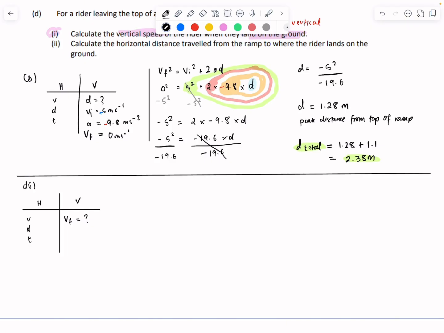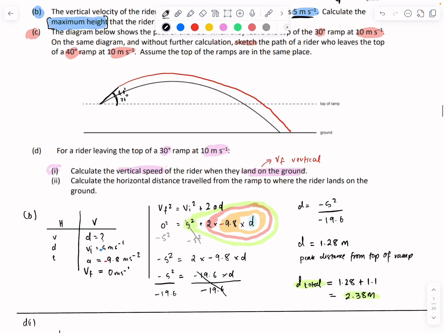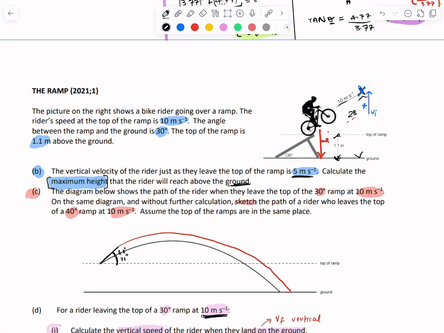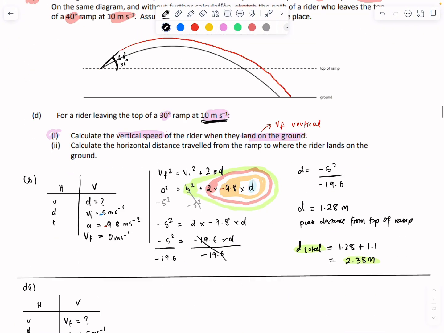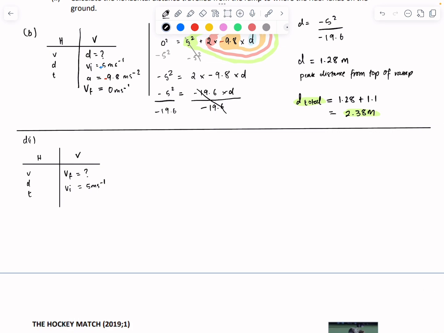We know that VI is 5 meters per second. It's not going to be 10 meters per second because this is the resultant. Okay? It's the result or the combination of the vertical and the horizontal. So we don't use that as our VI. We have to use the 5 meters per second because that's the vertical initial velocity. Okay? So VI is 5 meters per second. Acceleration is 9.8 meters per second squared.